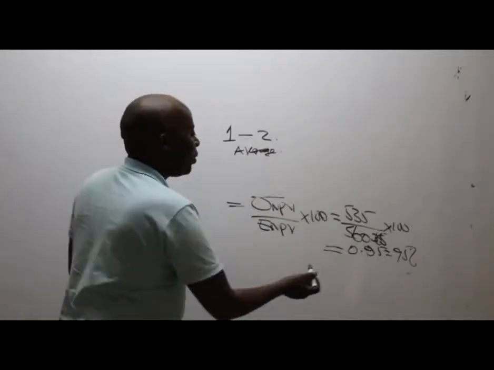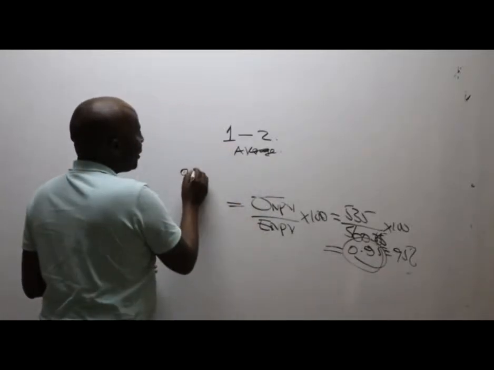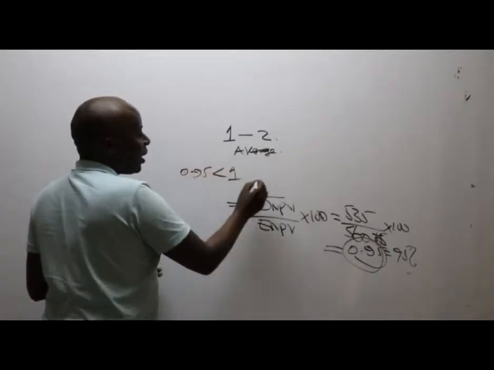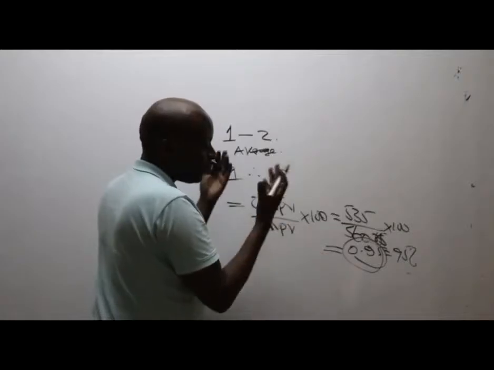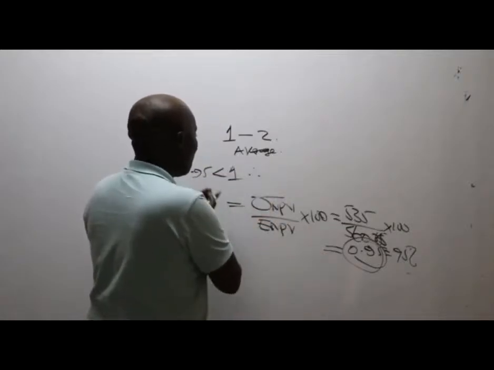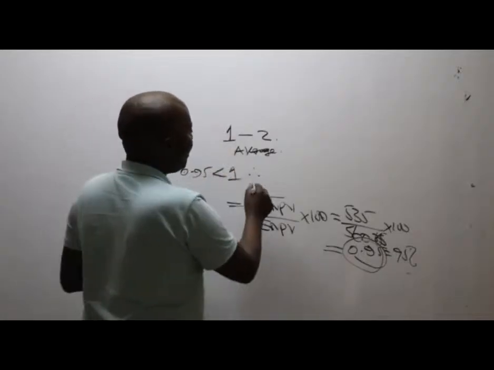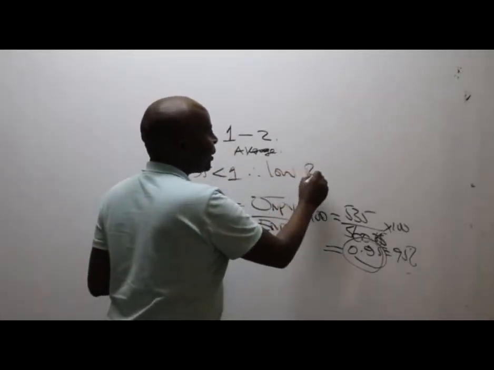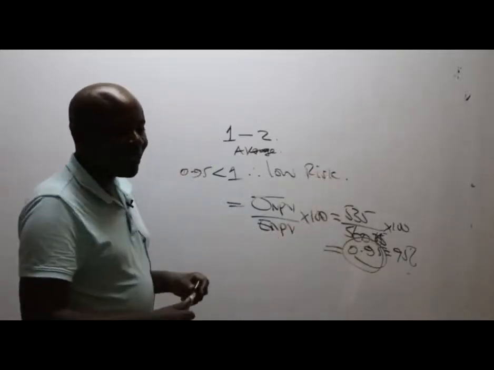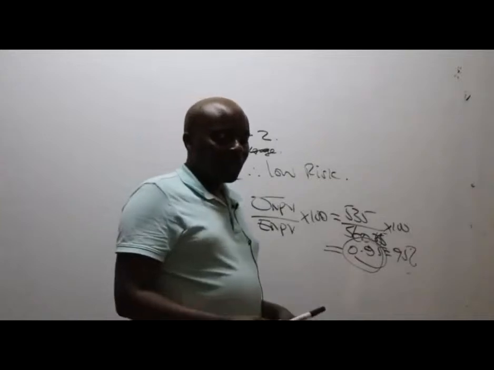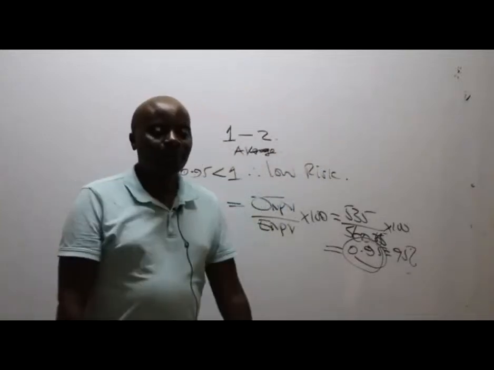But look at the one that you have obtained here, 0.95. 0.95 is less than 1. Meaning that our project, regardless of the fact that 95% is so high, but given what they have told us, 0.95 is on the left of 1, meaning that our project is a low risk project. Is that okay?